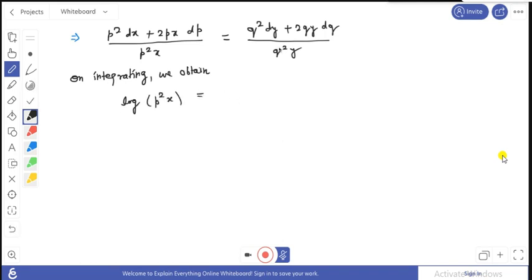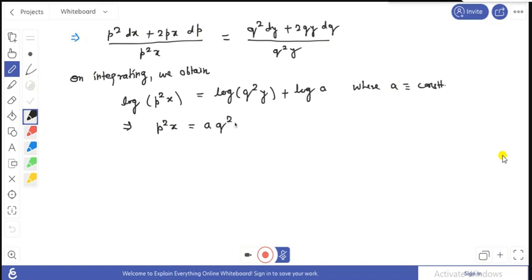Similarly here, this is log of q square y, plus say constant we take a. Okay, so what is a here? So a is your constant. So this implies what is the value here? So this becomes p square x equals a q square y. Okay, because this is log a of that, and on taking log to both sides, this becomes this thing. Suppose this is equation number 2.